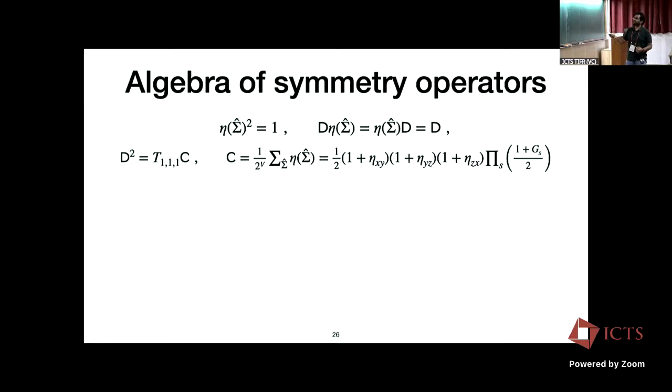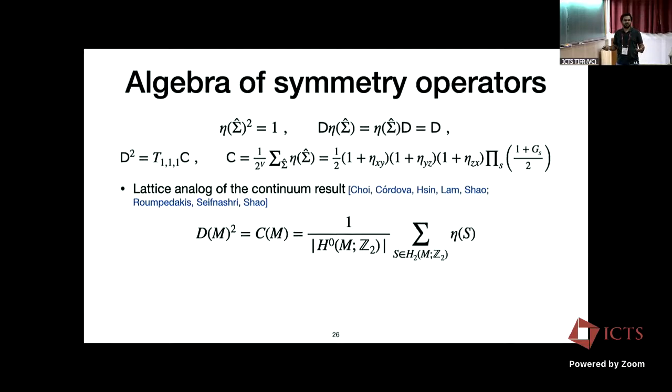I want to say a couple of things about this. It's the lattice analog of this continuum result, where the condensation operator is given by this. So in the continuum, this M here is a 3-manifold. In our case, it's the 3-torus, which is just a spatial cubic lattice. And the sum here is over all the 2-cycles in this 3-manifold. And that's exactly what we have. Like we have a sum over all these dual surfaces in the lattice. And the denominator here is like gauge redundancy. And that's exactly this factor of 2^V.